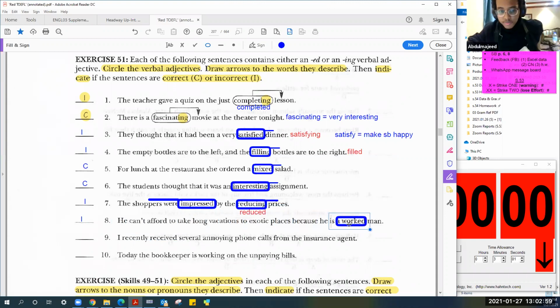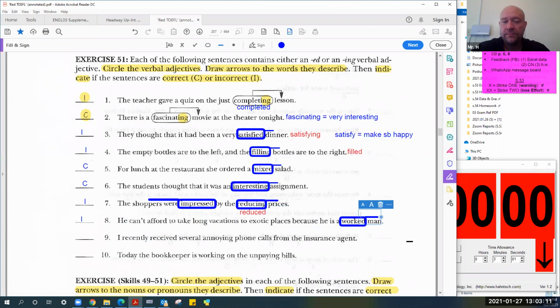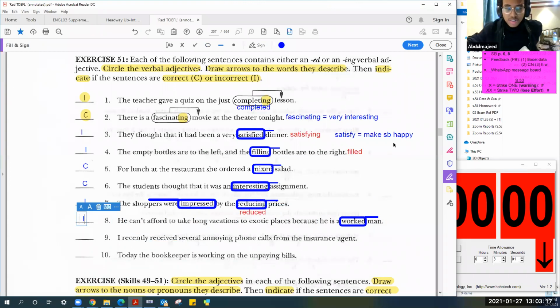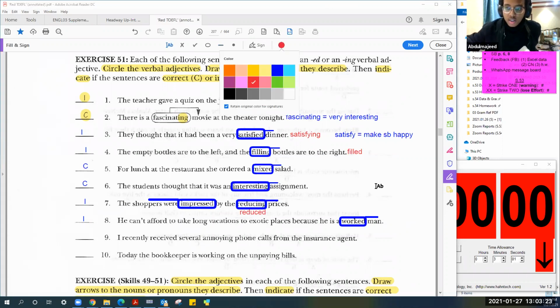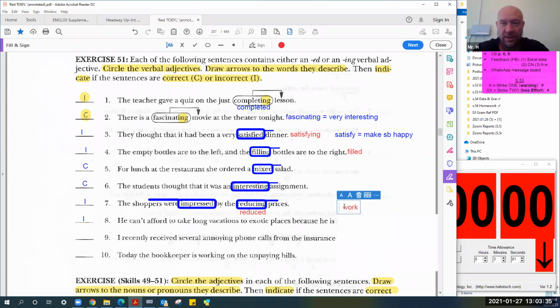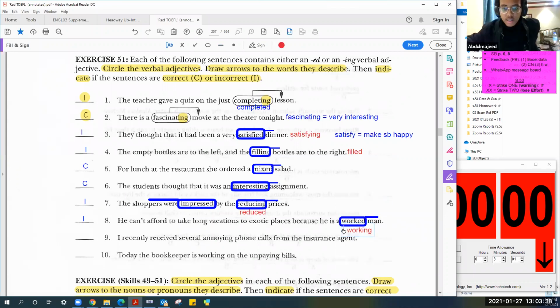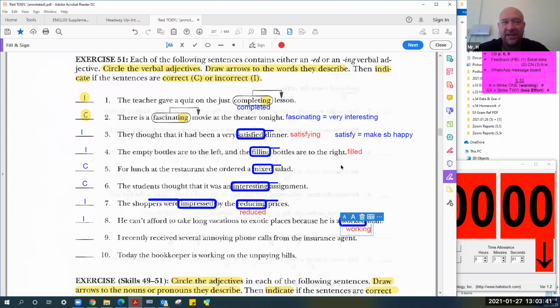Worked. Okay. Is there a problem? You see a problem? Yes. Why is this a problem? I'm not sure, but it doesn't sound like an action. Right. The reason is because the man is the agent. The man is doing the work. Do you understand? Yes. Should be ing. The man does the work.